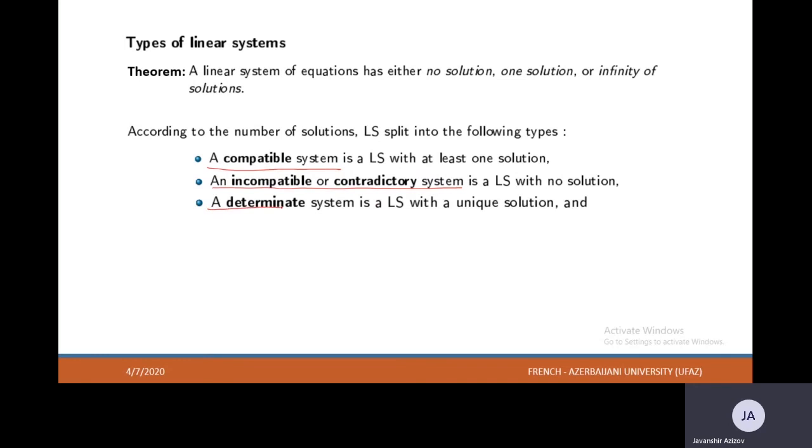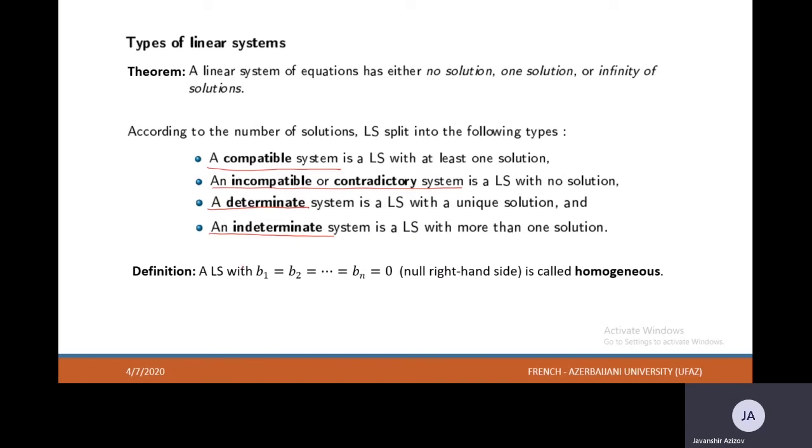A determinate system is a linear system with a unique solution. That is, if a linear system has only one solution, then it's called a determinate system. And an indeterminate system is a linear system with more than one solution.